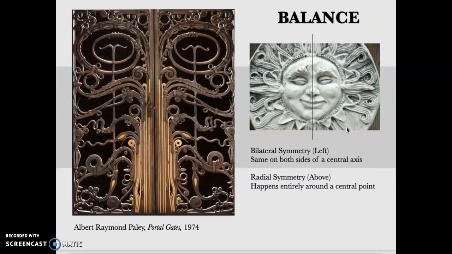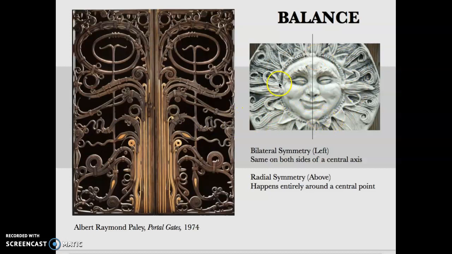Okay, we have bilateral balance on the left and radial balance on the right. Here we have an axis line. Everything on this side of the axis line is mirrored on this side, which means that they are equal, they are symmetrical. Here we have radial balance.